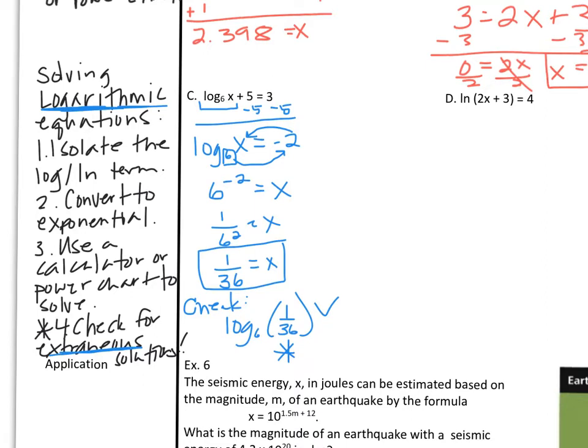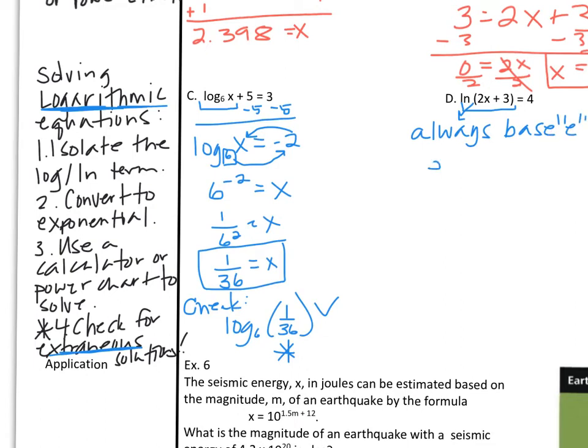ln of 2x plus 3 equals 4. Now remember, ln was that unique base e. And now because the 2x plus 3 is in parentheses, the entire left-hand side is your logarithmic term. So the whole thing is an ln term. Therefore, nothing gets moved over. We'll convert to exponential. If there's no base written for ln, remember it's always base e. That's why we never write it in for ln, because it's always base e.